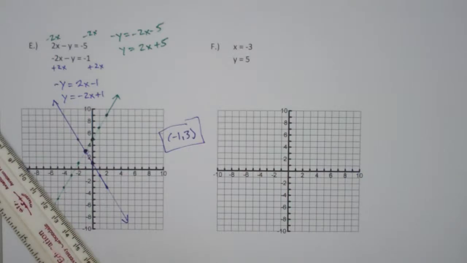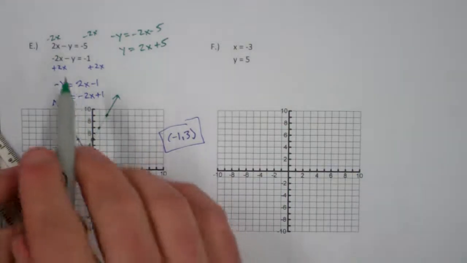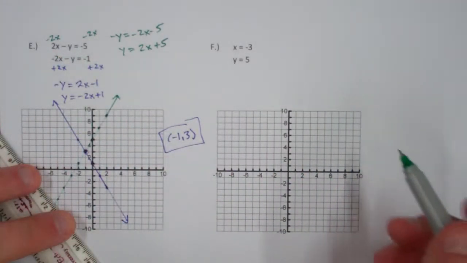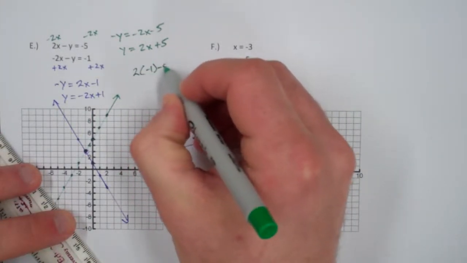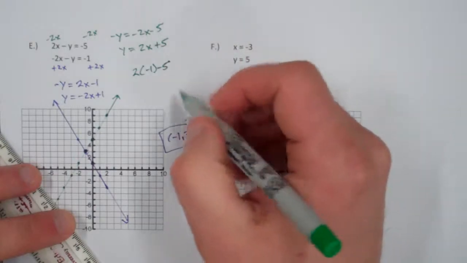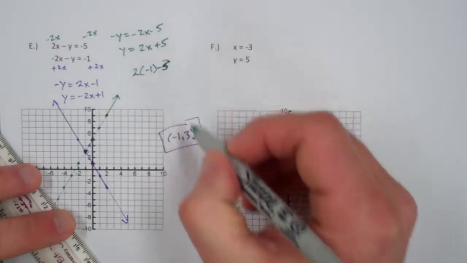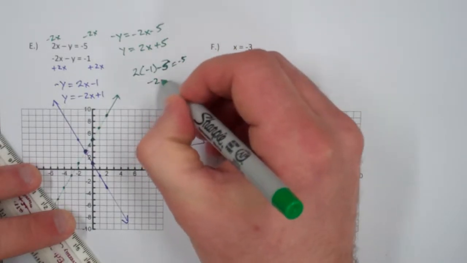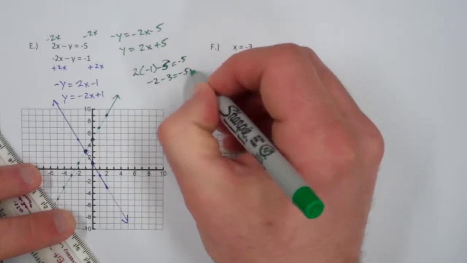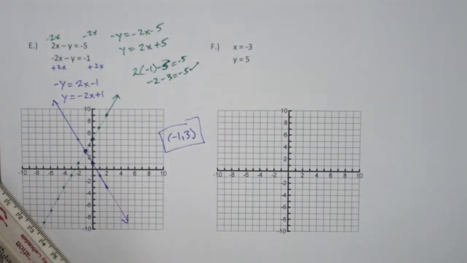We want to check this one. So I'm going to use the 2x minus y is equal to negative 5. That'll be 2 times negative 1 minus 3, excuse me. Our y value is 3 here, is equal to negative 5. So negative 2 minus 3 is equal to negative 5. This one checks, at least for the first one.